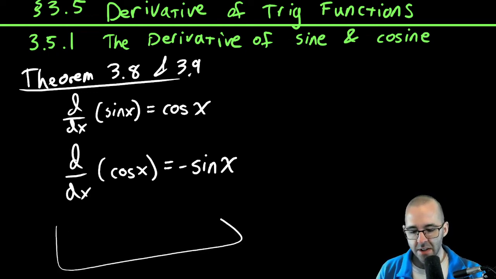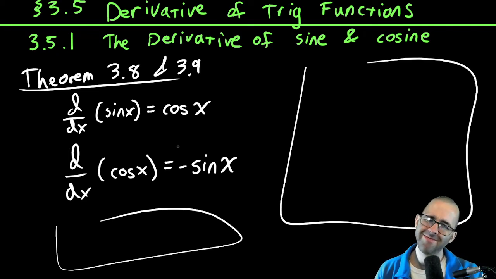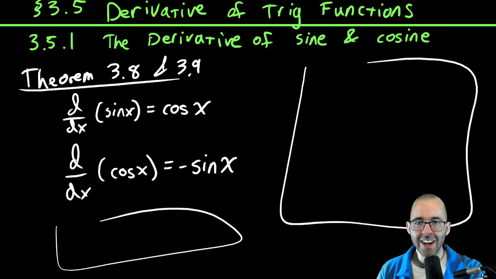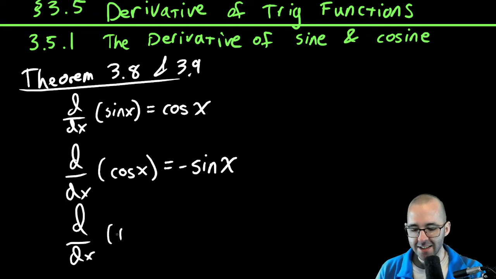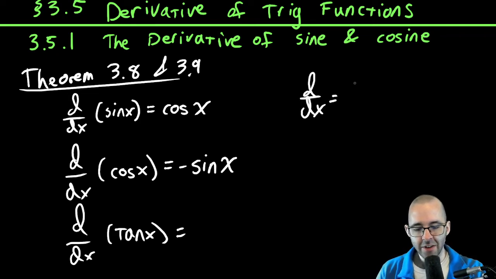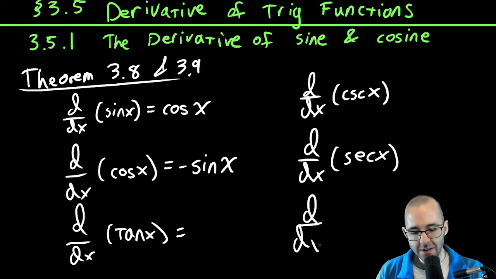So leave space for 4 more things right here. We'll be filling those in a future video. Or you know what? Let's even tease it. We're going to talk about what the derivative of tangent is in a later video. And we're going to talk about the derivative of cosecant, the derivative of secant, and the derivative of cotangent.